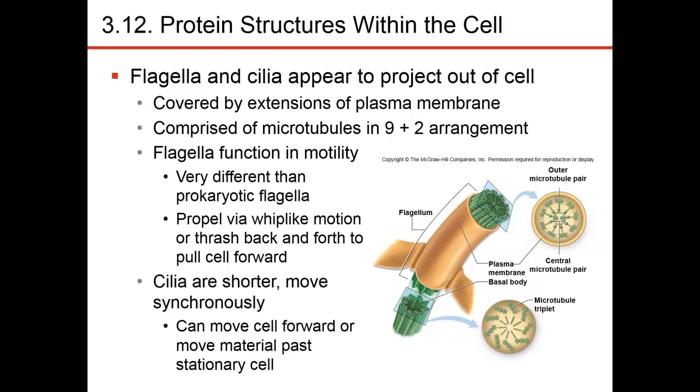In eukaryotes, they move materials in one direction. So they don't do that run and tumble. They just move forward, or the entire cell can turn and then they move away from something. Cilia are much shorter, and when they beat synchronously, they can move materials along the surface of the cell, or they can move the cell towards or away from something.